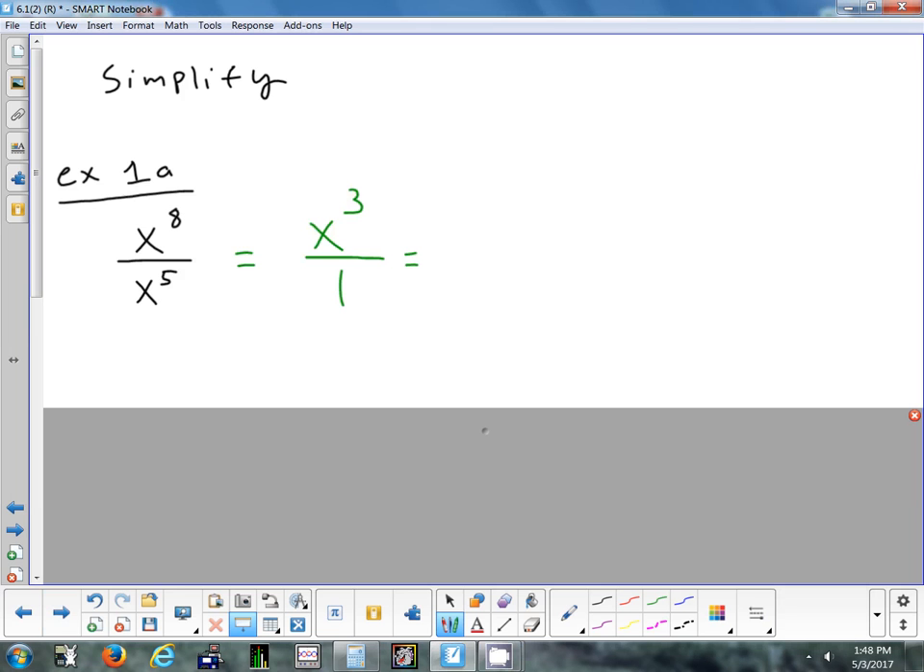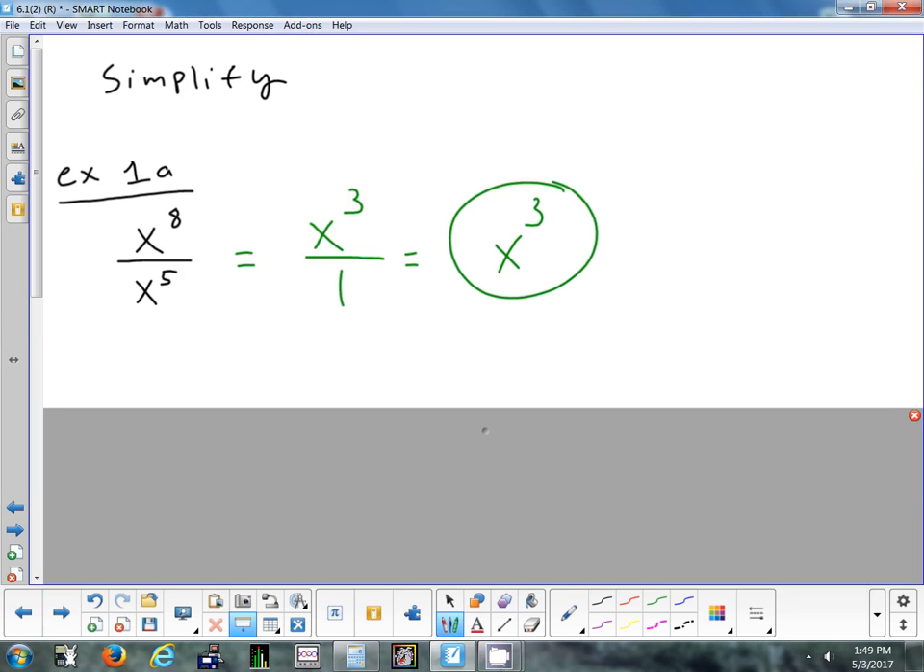Good. All right. What is that? X to the third over 1 is really what? X to the third. Anything over 1 is itself. That's my final answer, x to the third. And you should have a spot on your notes, right below that big box with the steps. We're going to get to those in a second. You have a spot to write that in.